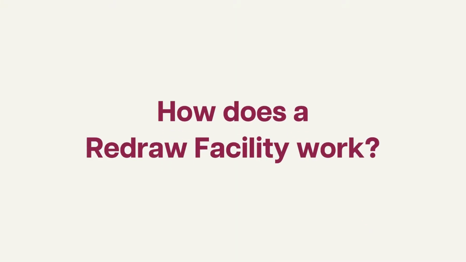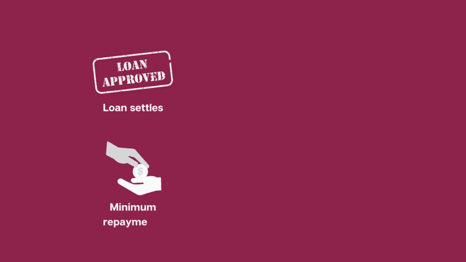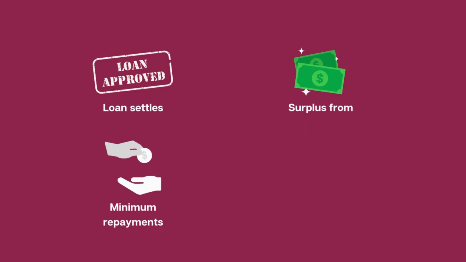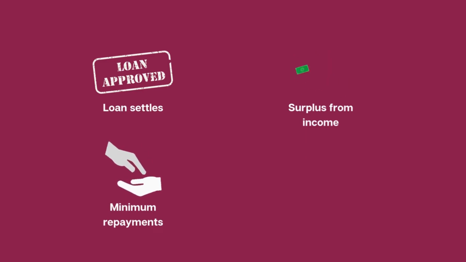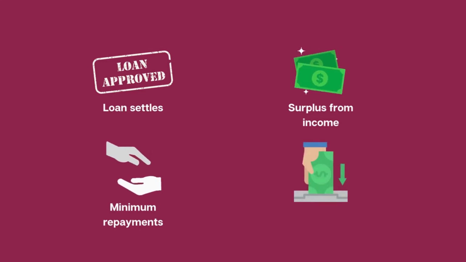So how does redraw work? When your loan settles, you're required to make a minimum repayment on your loan. But sometimes it happens that you have a surplus from your income, less your expenses. So you've got a bit of disposable income. You can put that into your home loan and do that as an extra repayment.